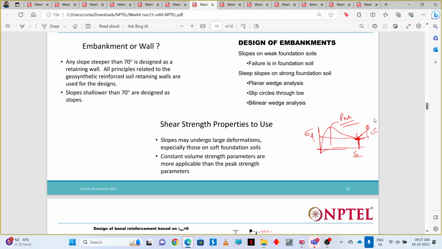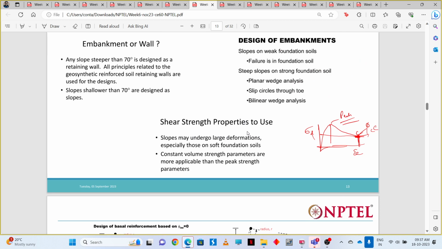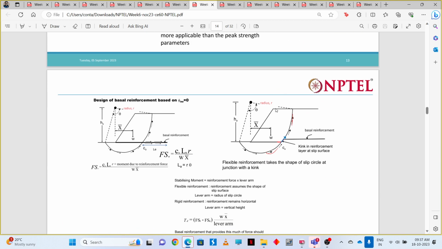Then we came to embankment. Next we discussed the embankment. When do we call it an embankment and when do we call it a wall? If any slope is steeper than 70°, it is designed as a wall, and slopes that are less steep than that are designed as slopes. Okay. So we saw how to check the stability for these embankments.